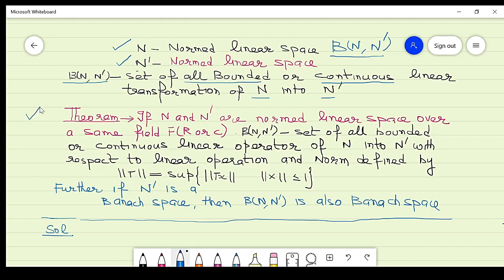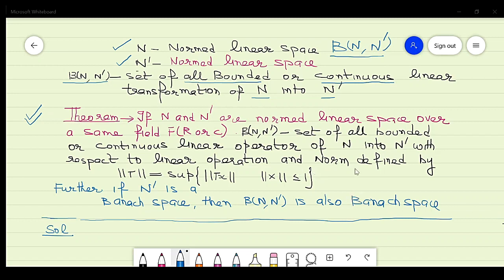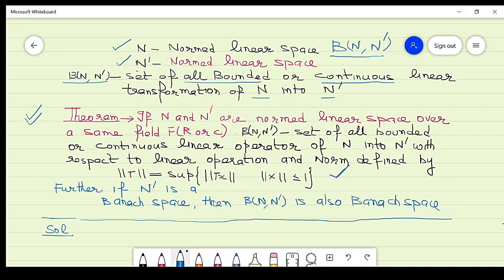Now this is the next theorem, the next result. So what is the statement of this result? If N and N' are normed linear spaces over a field F, which is R or C, and B(N, N') is the set of all bounded linear operators from N into N' with respect to the linear operations, and the norm is defined as the norm of T equal to the supremum of the norm of Tx such that the norm of x is less than or equal to 1, right? So this is a function, the supremum of norm of Tx such that norm of x is less than or equal to 1. Our purpose is to prove that this function is a norm. That is our first part.